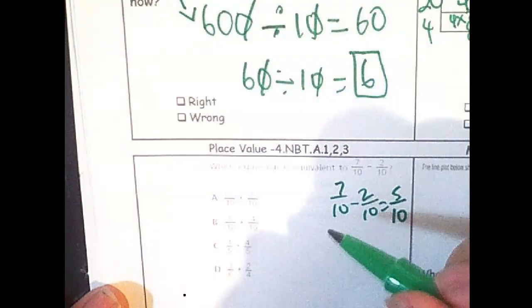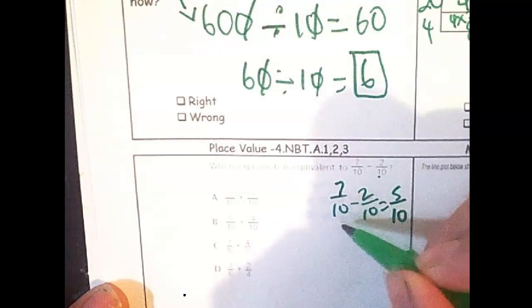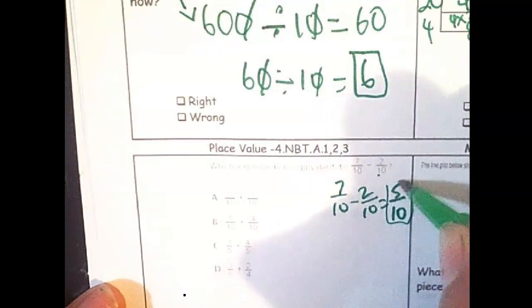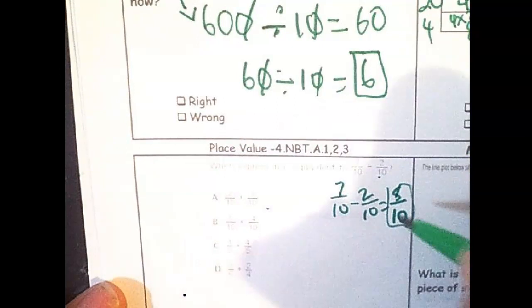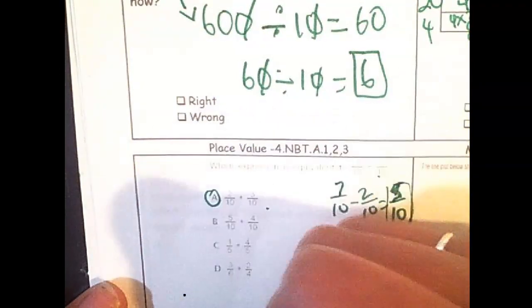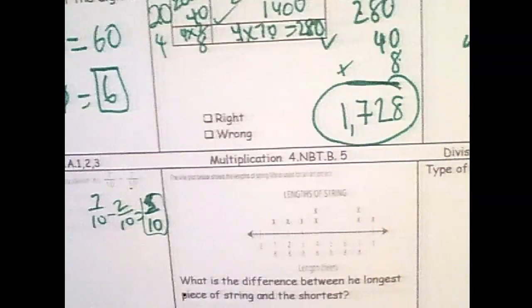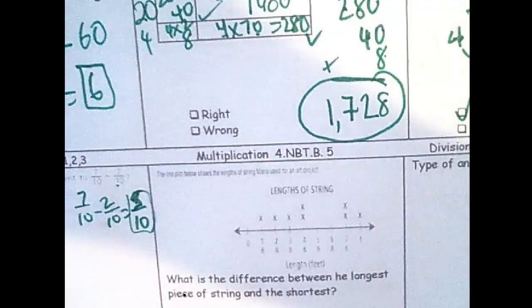It's really blurry to see here, but I just wanted to show you that over here it says 7 tenths minus 2 tenths, which is equal to 5 tenths. So we're looking for a choice that matches 5 tenths. That's going to be equal to that. And the right choice was A. So go ahead and correct your work. And let's move on.